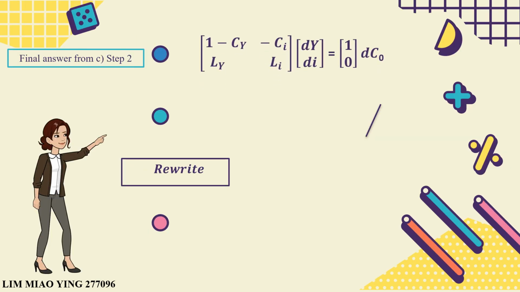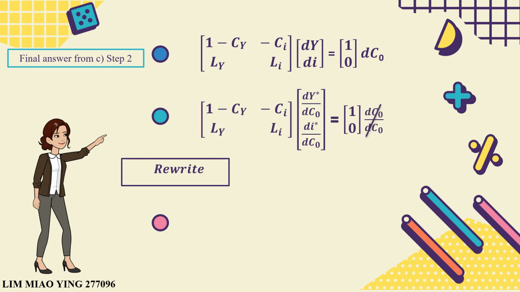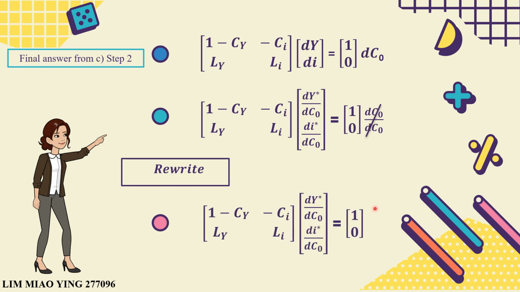First, we copy the final answer for step 2 from the previous presenter to here. Next, because we want to find the changes in SINA on Y star and I star, so dy star divided by d SINA and di star divided by d SINA, and the vector b here, d SINA also divided by d SINA. And the final answer we can rewrite to this. The d SINA divided by d SINA can be eliminated.